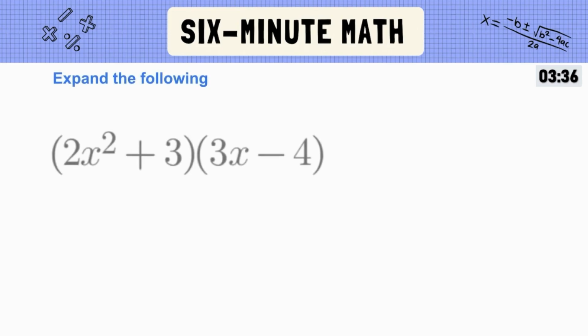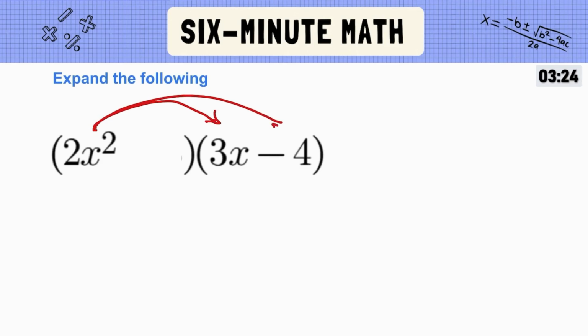Let's check out this example. 2x squared plus 3 times 3x minus 4. I'm going to take that first term and multiply it by each term in that second polynomial. 2x squared times 3x is 6x cubed, and 2x squared times negative 4 is going to be negative 8x squared.